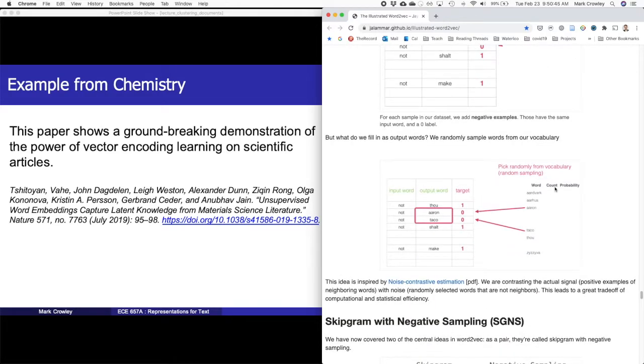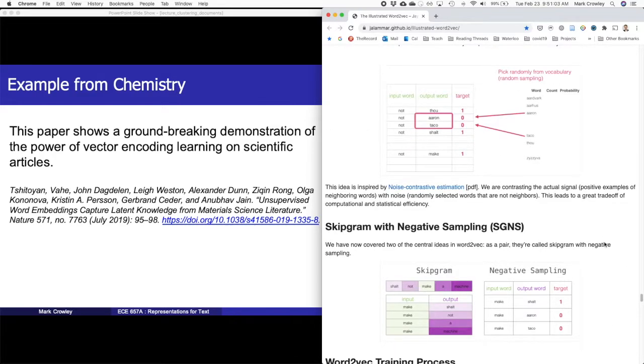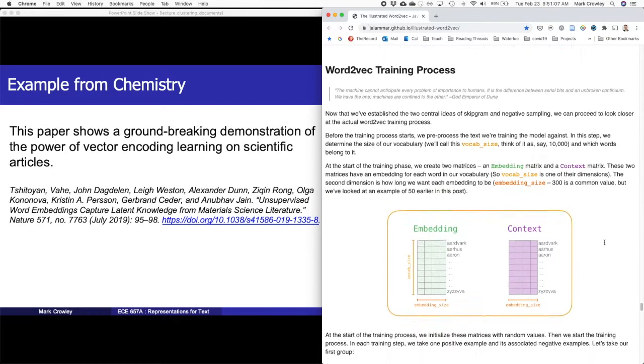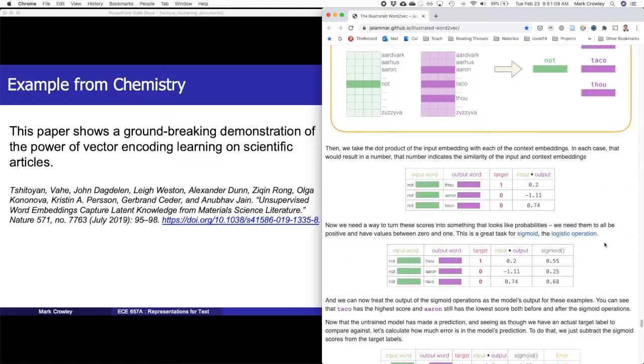Yeah, and so these negative words can be anywhere in the document. They could be random, or they could be other words that show up nearby. I think there are people who do it by trying to find the next most likely words given your model, and use those as negative examples, so that you're trying to get it to be really accurate. But really, this was just the beginning of this kind of field.